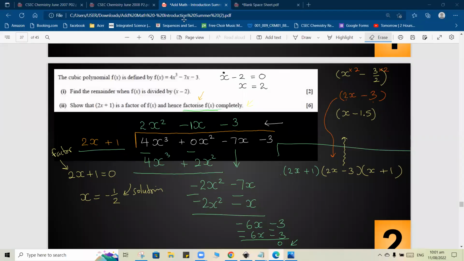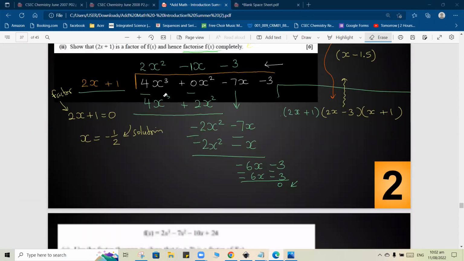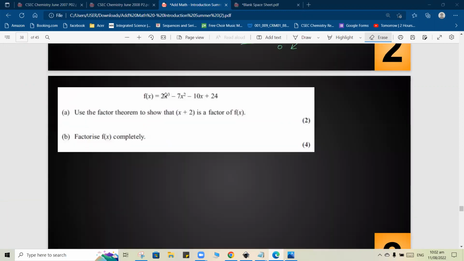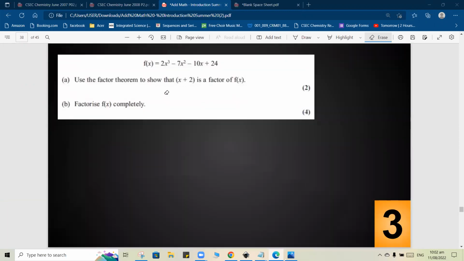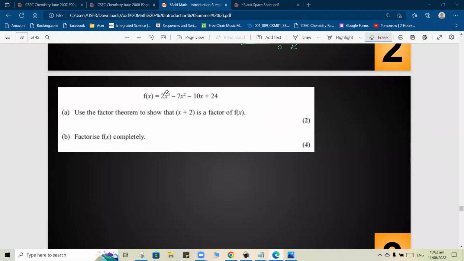Oh, by the way, this is probably one of the hardest questions you could get in the CXC exam, right? So even if you didn't get it correct, if you actually just understood it, feel real good and confident about yourself, because the questions don't really get much harder than that. Try this question. One is worth 2 marks, one is worth 4 marks.